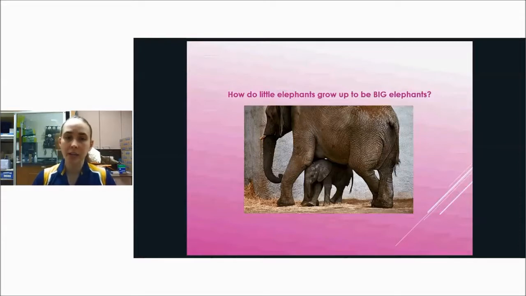So we talked about in class, the question here is, how do little elephants grow up to be big elephants? We asked the question, when you get larger, like an elephant, do you get larger cells or do you get more cells? We talked about the surface area to volume ratio and how cells need to get nutrients to the center of the cell, and they can do that more efficiently if they are small. So they don't get larger cells, they get more cells. So a large elephant has a lot more cells than a little elephant.